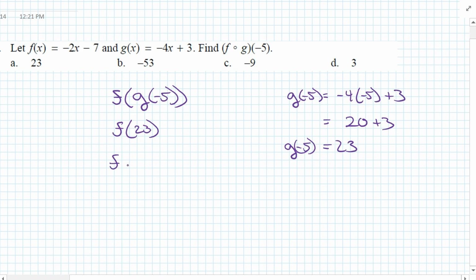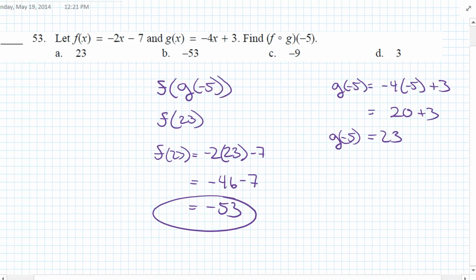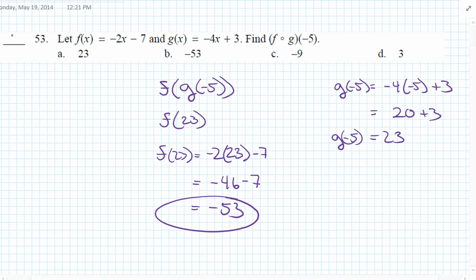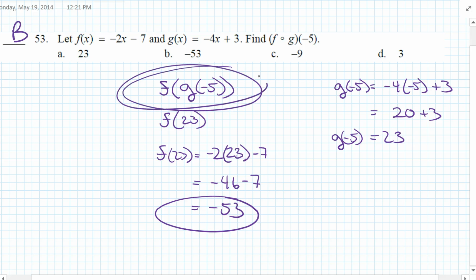Well, the f of 23, looking at the equation above, is negative 2 times 23 minus 7, which would be negative 46 minus 7, which would be negative 53. Remember, you just work it inside out. That's why I always rewrite it like this, because that helps it make sense to me.